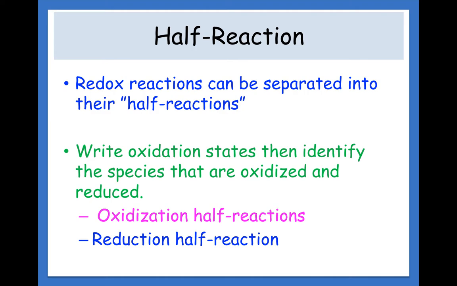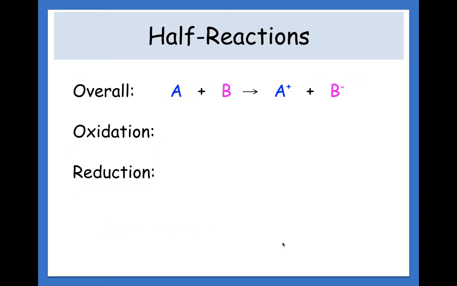We will write oxidation states, then identify the species that are being oxidized and reduced, like you have done in your previous lessons. You will separate them into 2 different half reactions. One would be the oxidation half reaction, and one would be the reduction half reaction. So let's take a look at a general equation here, our overall reaction. A plus B yields A plus B minus.